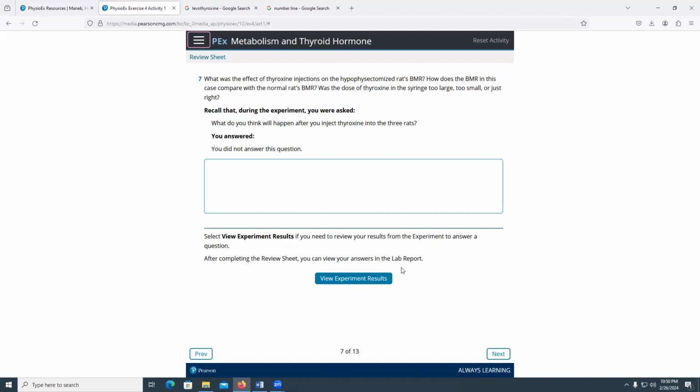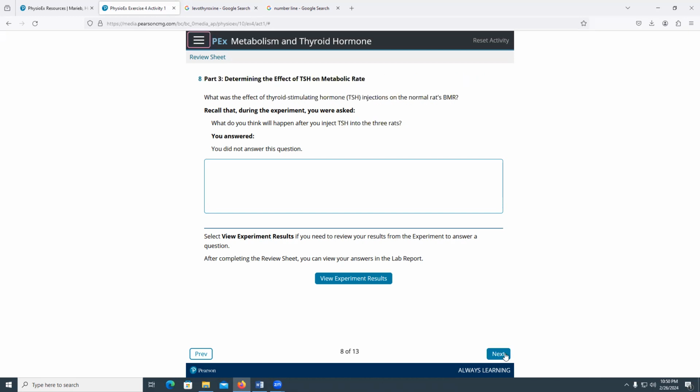Next question, number 7. What was the effect of thyroxine injections on the hypophysectomized rat's BMR? I have the pituitary removed, I add thyroxine, and obviously the basal metabolic rate is going to go up. How does it compare with the normal rat? It's going to be less. It will increase, but it will not match the normal rat's basal metabolic rate. They're asking, was the dosage of thyroxine in the syringe too large, too small, or just right? Obviously it's too small because it did not bring up my basal metabolic rate to the normal level.